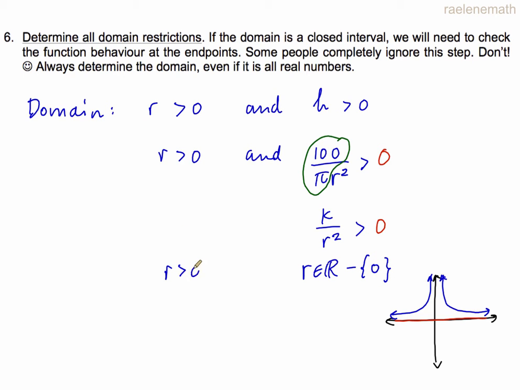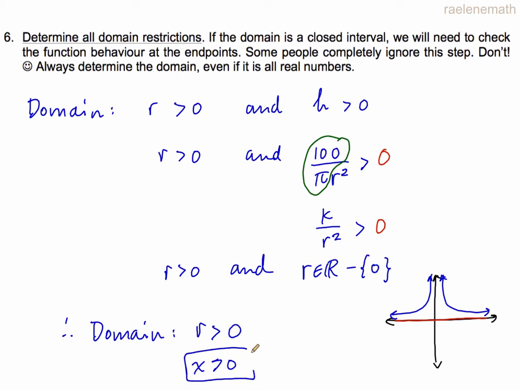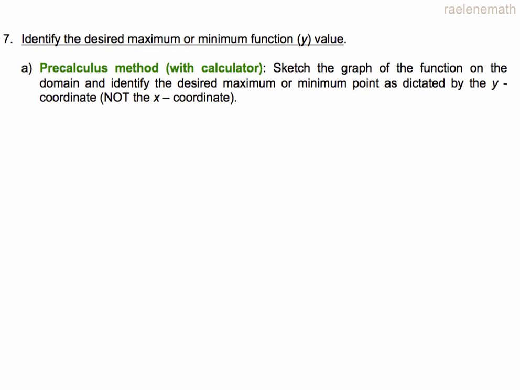Intersecting that with the other condition, that r has to be positive, we get that the domain is simply r greater than 0. And r, of course, is the same as x. So the domain of our function is x greater than 0. So the next step is actually to find the max or the minimum of the function, and in this case the surface area is to be a minimum, and the surface area is y given by 2 pi x squared plus 200 over x, or times x to the negative 1, where x is greater than 0.